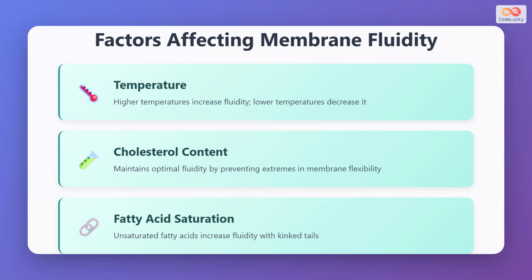Three main factors affect how fluid or flexible the membrane is. Temperature plays a significant role. Higher temperatures increase membrane fluidity by making lipids move faster, while lower temperatures decrease fluidity and can make membranes more rigid. Cholesterol content is also important because cholesterol molecules maintain optimal fluidity by preventing extremes in membrane flexibility. They keep membranes fluid at low temperatures and stable at high temperatures. Finally, fatty acid saturation matters because unsaturated fatty acids have kinked tails that prevent tight packing, thereby increasing membrane fluidity.